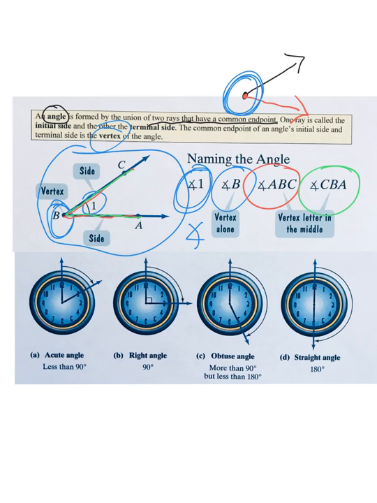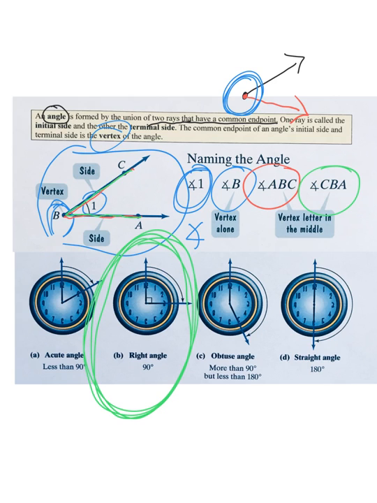What's very important vocabulary-wise is if I look at the vocab near the bottom of this slide with all the clock pictures. We can classify angles as acute, right angles, obtuse angles, or straight angles. Let's start with actually the 90-degree angle. So a 90-degree angle, which is part B, the clock labeled B, I'm circling it in green right here. A 90-degree angle is a right angle.